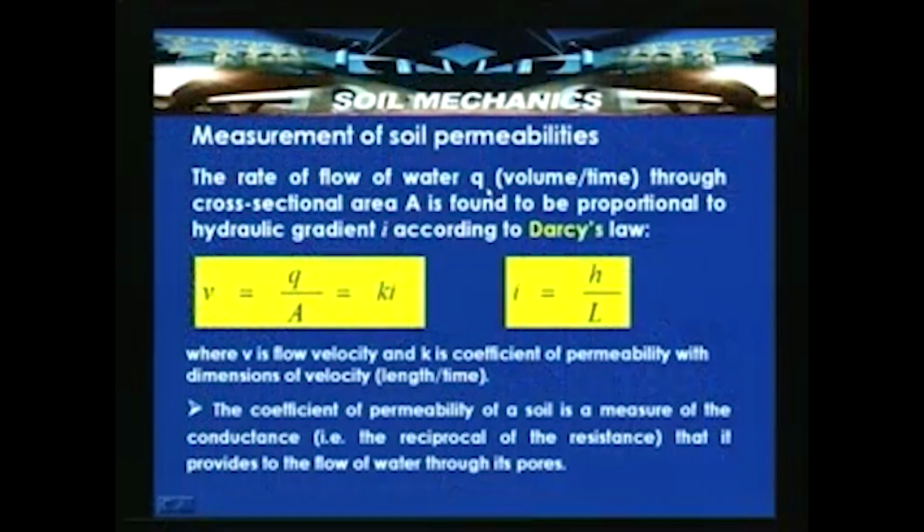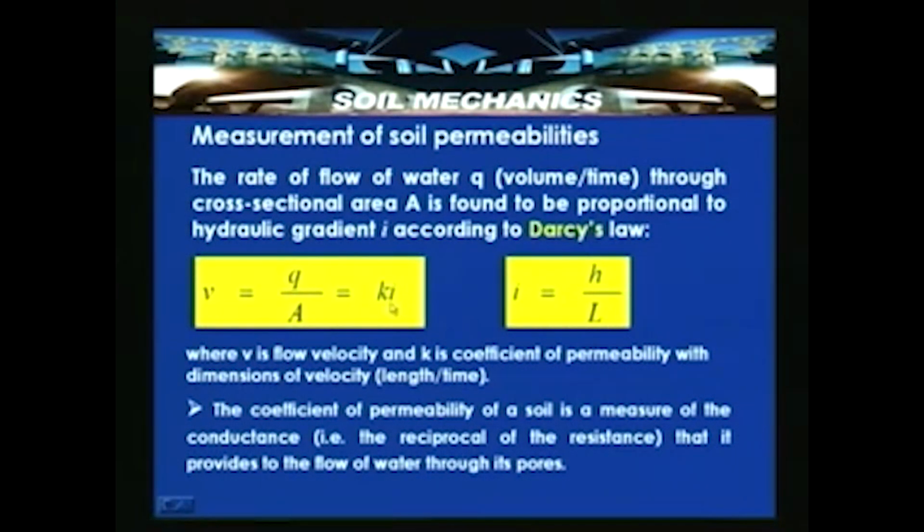In the measurement of soil permeability, the rate of flow of water Q, that is volume per time, through a cross sectional area A, is found to be proportional to the hydraulic gradient i according to Darcy's law. This is what we have discussed. So, v is equal to Q by A, where A is the cross section area perpendicular to the direction of the flow, and k is the coefficient of permeability or Darcy's permeability, and i.